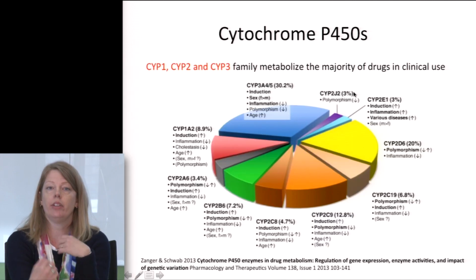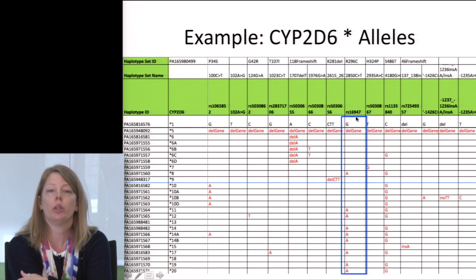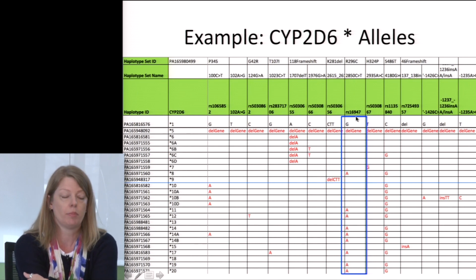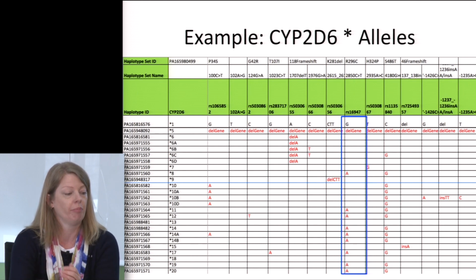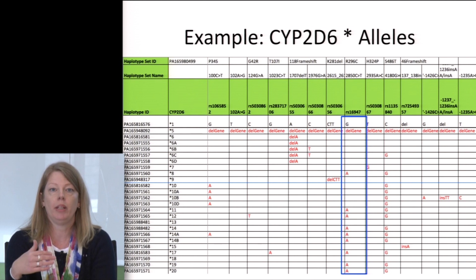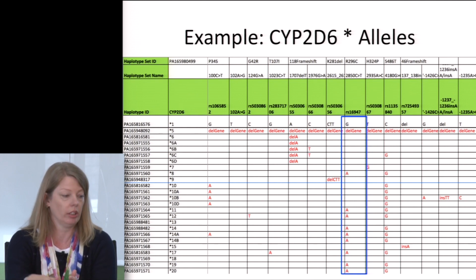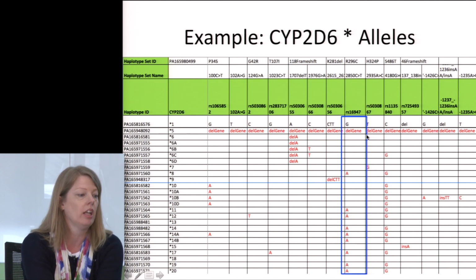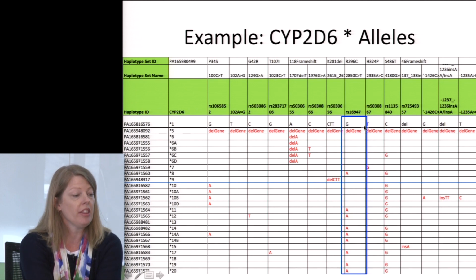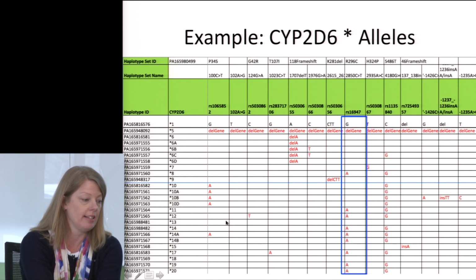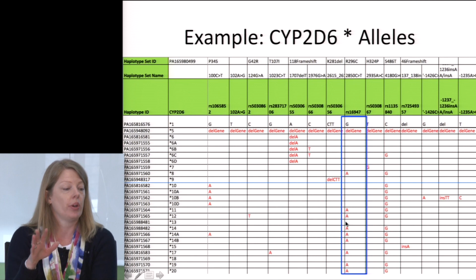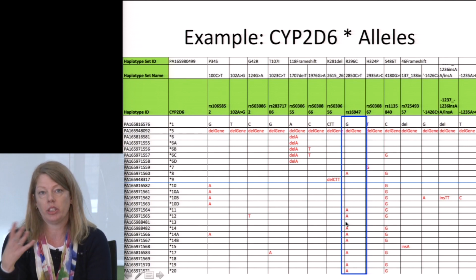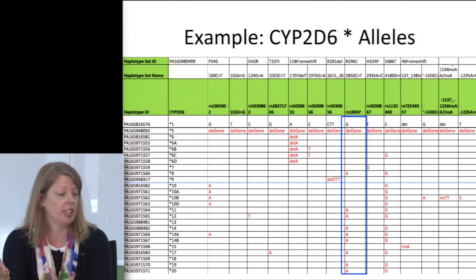If you look at any given particular location on CYP2D6, you can see that the same change can be present in multiple star alleles. So in this particular case, RS16947, the G is changed to an A in a whole bunch of different star alleles, in star 8, and star 10, and star 11. So there are many places that there's that particular change from the G to the A.